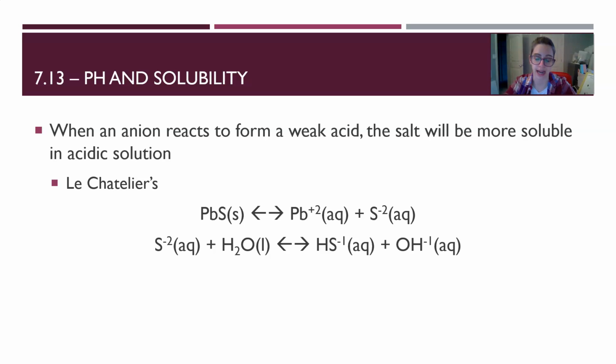It's going to force all of our equilibria to shift to the product side. If we react acid with hydroxide, the hydroxide drops out and we have to replenish it. To replenish the hydroxide, we need to react more sulfide ion with water to form our hydroxide, which means we need more sulfide ion. To get more sulfide ion, we need more lead(II) sulfide to react, or to dissolve.